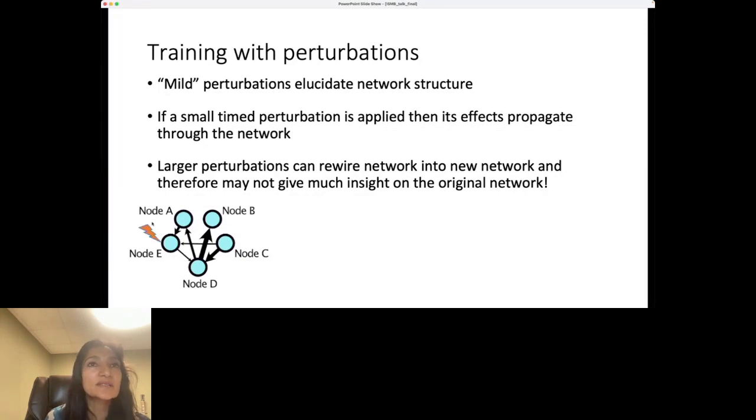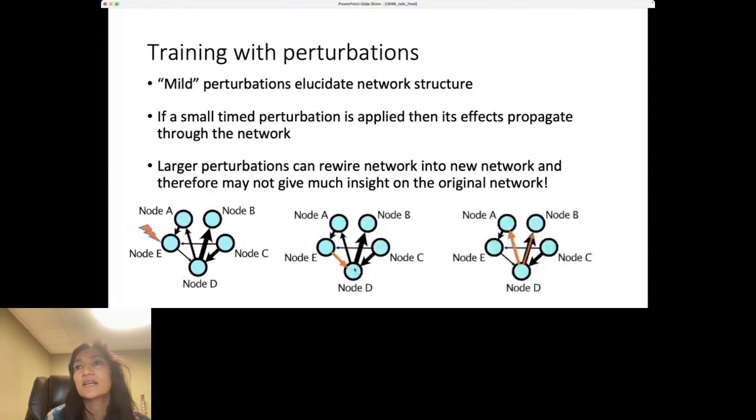So the example is you perturb node E, the effect trickles to node D, and then it would trickle to these. Because of the time lag, it would trickle to them at different points in time, and you can understand how this network is wired that way. So we've had results on different systems.